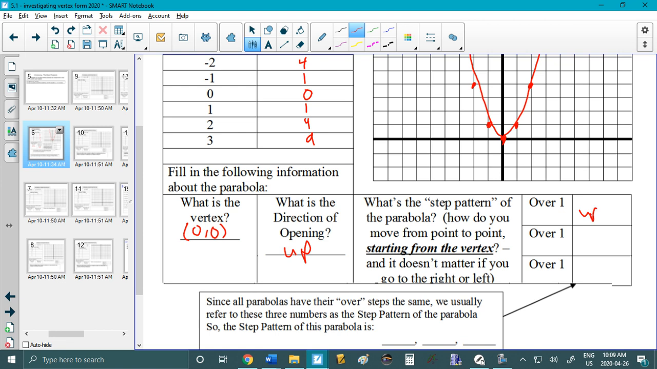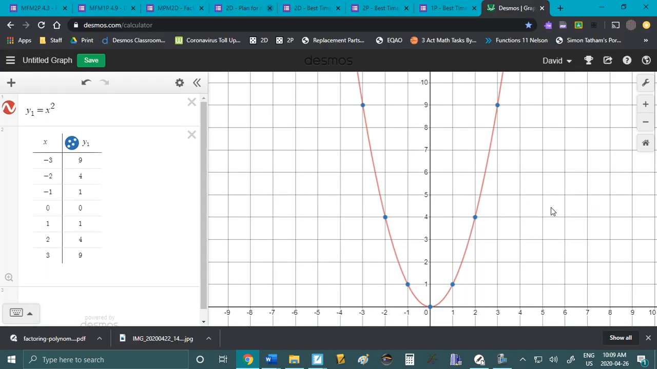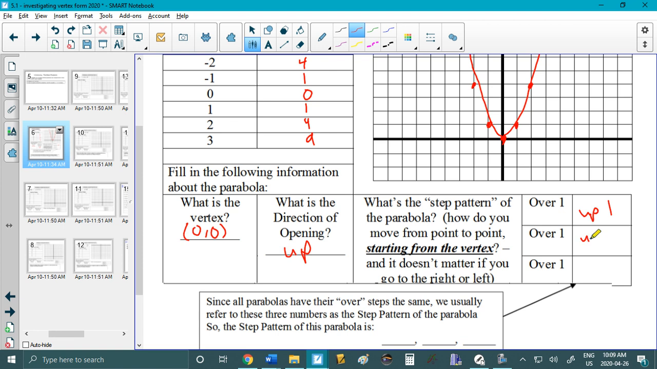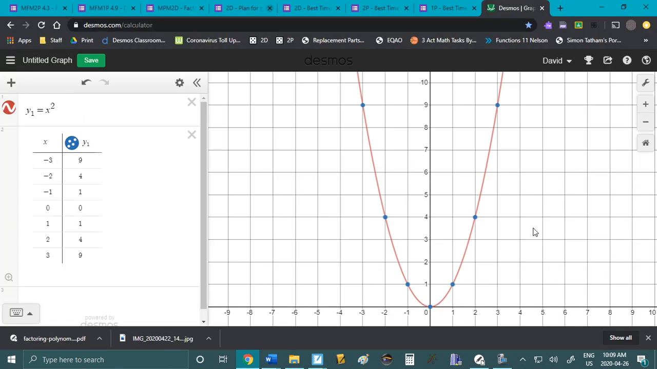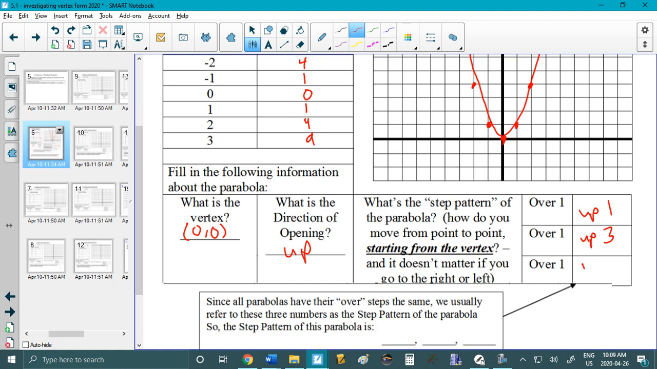So over 1, up 1. And then from here, we go over 1 and we go 1, 2, 3, up 3. And then from here, we go over 1 and we go 1, 2, 3, 4, 5. And my guess is that you can figure out the next one. Over 1, up. And if you guess 7, you're correct. So 1, 3, 5, 7.